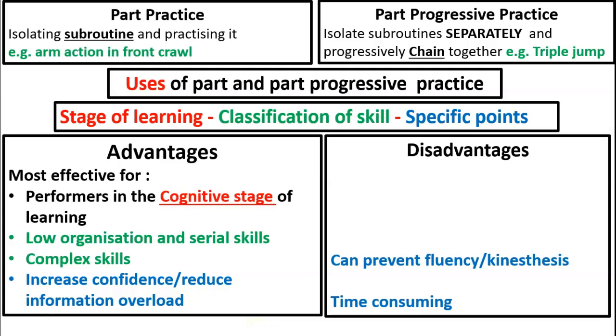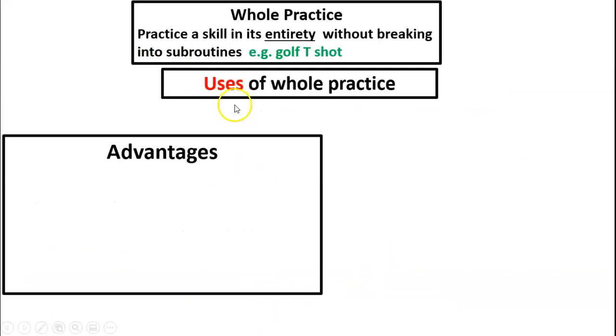So if we go on to our next bit then, let's go and have a look at whole practice. Whole practice is when you practice a skill in its entirety without breaking it into subroutines, e.g. a golf tee shot. It could be running, it could be cycling, it could be any of those. It's very difficult to break it down into subroutines.